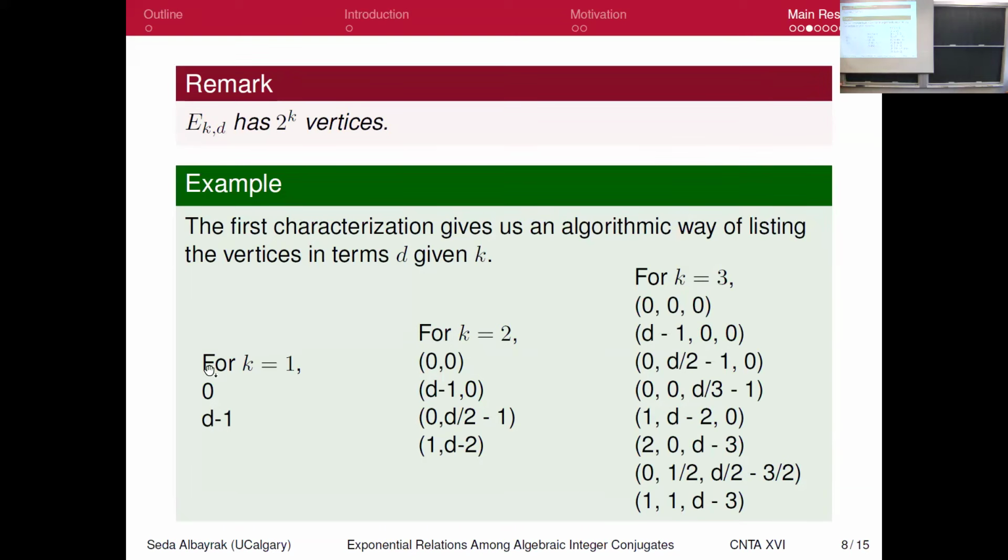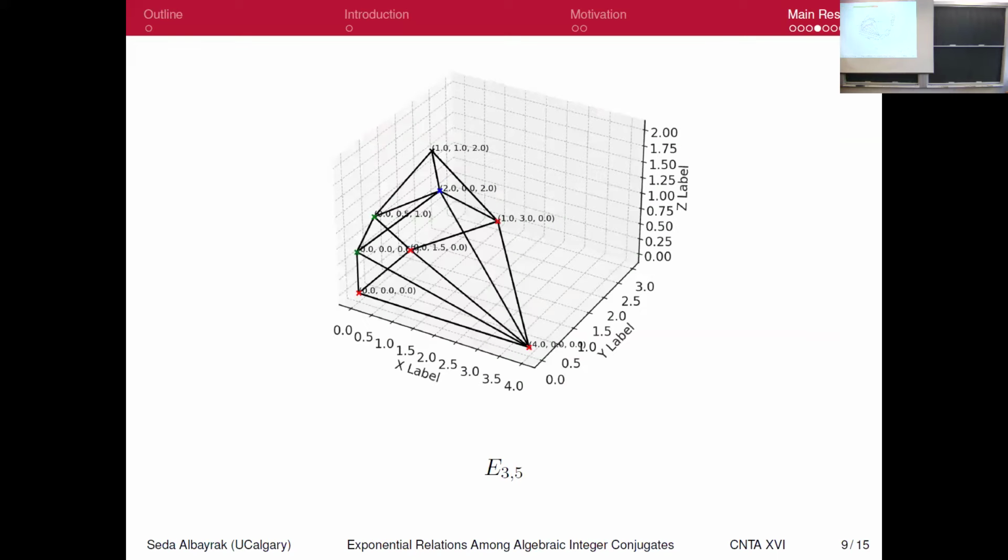And you can see here, for k equals 1, there are 2 vertices. So E_k^d is actually the closed interval [0, d minus 1]. And then here, for k equals 2, you're going to have 4 vertices, like 2 to the 2, and it's going to be a trapezoid. And then here, you're going to have 8 vertices. And again, too many numbers. Let's see more concrete examples.